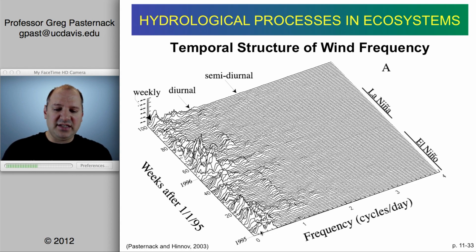So what I can do then is project that through time and say, okay, for a 2-week period at the beginning of 1995, here's the structure. And now we shift down through the weeks and we can see how that changes. And what you can see is that there is a persistent diurnal cycle as we move through time that's in the data.